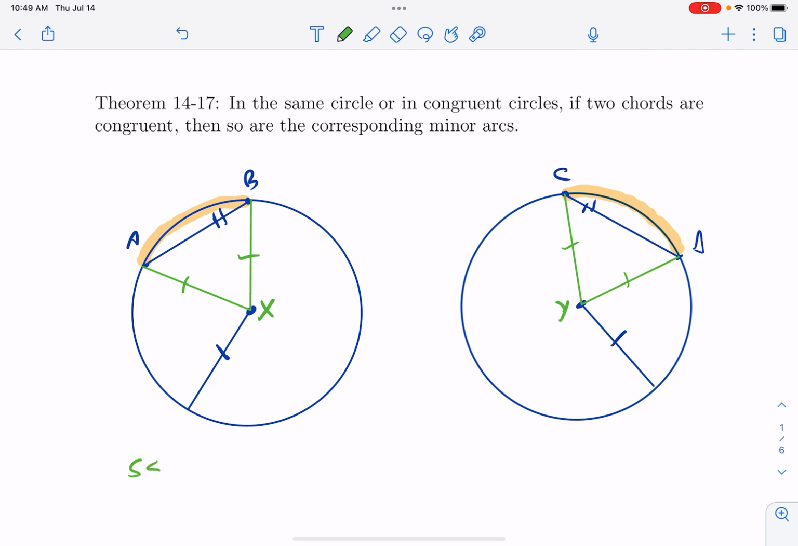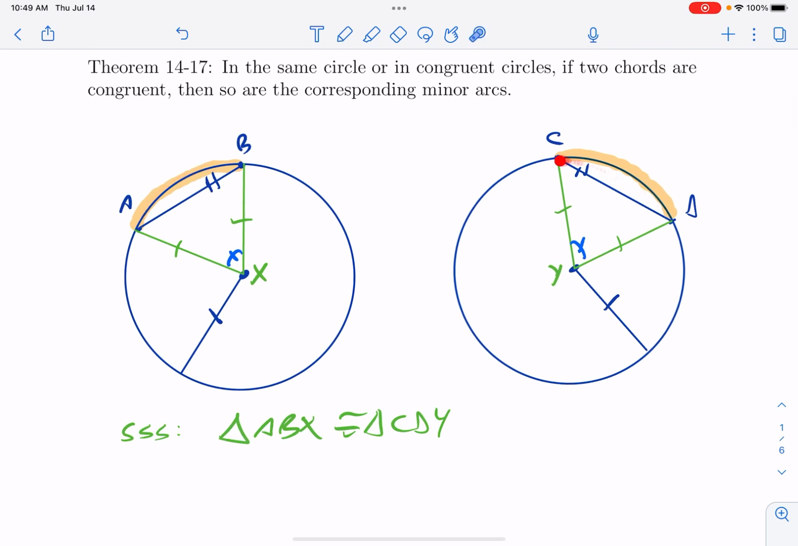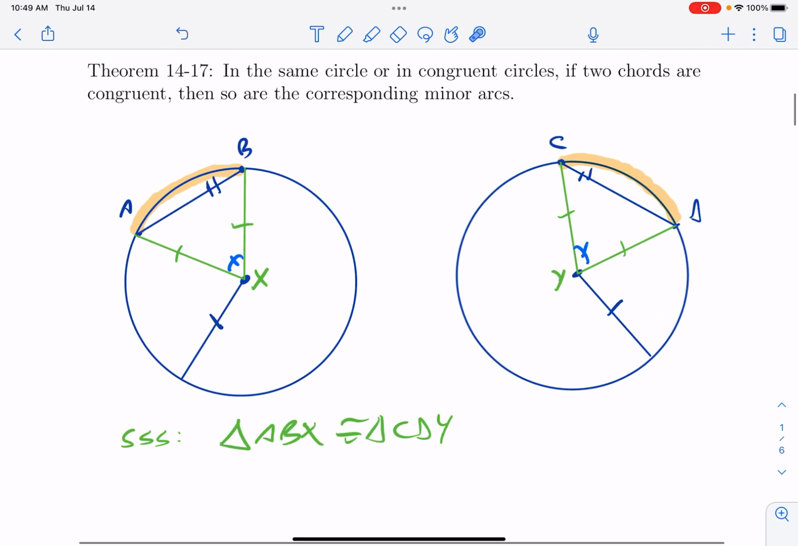And we might notice that by side-side-side congruence, we have that triangle ABX is congruent to triangle CDY. So then we can use CPCTC to say that these angles are congruent. Well, if those central angles are congruent, then the measures of the arcs are the same, and the circles are congruent, so those arcs are congruent. So that's the gist of this. I'm not writing down everything. The trick for so many of these is draw in congruent radii and look for the congruent triangles.